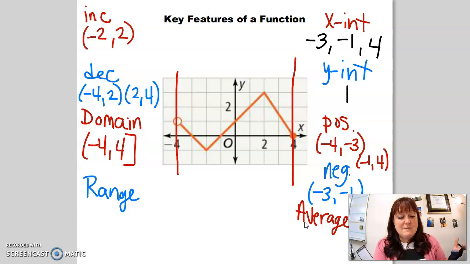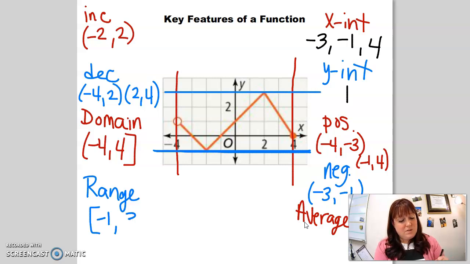Now range is the same thing, but for the y values. So I say, how low does it go and how high does it go? What's the lowest possible value that it takes? The lowest possible value is right there at -1. And I include -1 because there is a point at -1. And what's the highest possible value it takes on? Well, it takes on 3, and it also has a point there, so I include that.